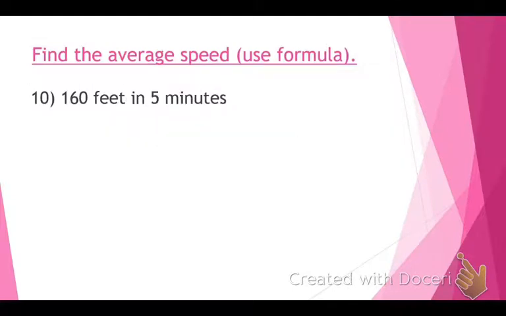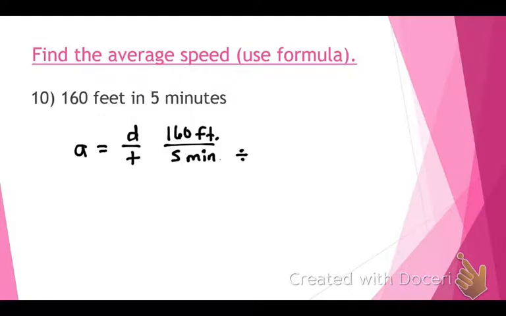Okay, so this next one is basically the same exact thing. Using the formula, what's the formula for average speed? A equals D over T. Average speed equals distance over time. My distance is 160 feet divided by 5 minutes. Your goal is to get what number in the denominator? You want the number 1 in the denominator. You divide by 5 on top and divide by 5 on bottom. When you do that, what answer do you get? 32 feet per minute.